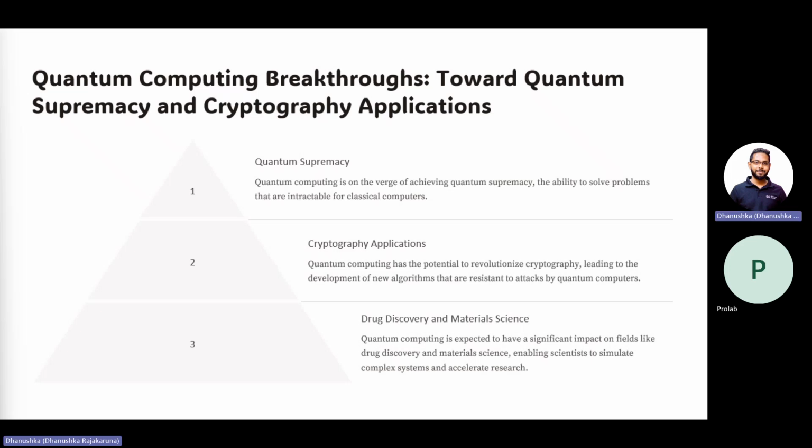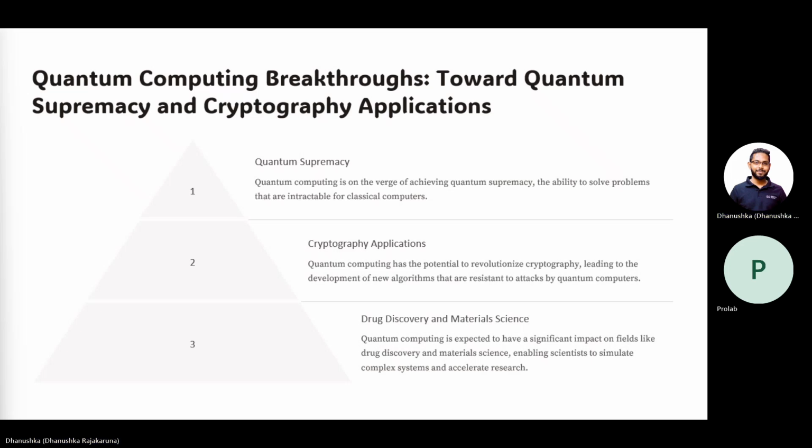So quantum computing is redefining the limits of computation and security. Its breakthrough towards quantum supremacy and applications in cryptography signal a transformative shift across industries.